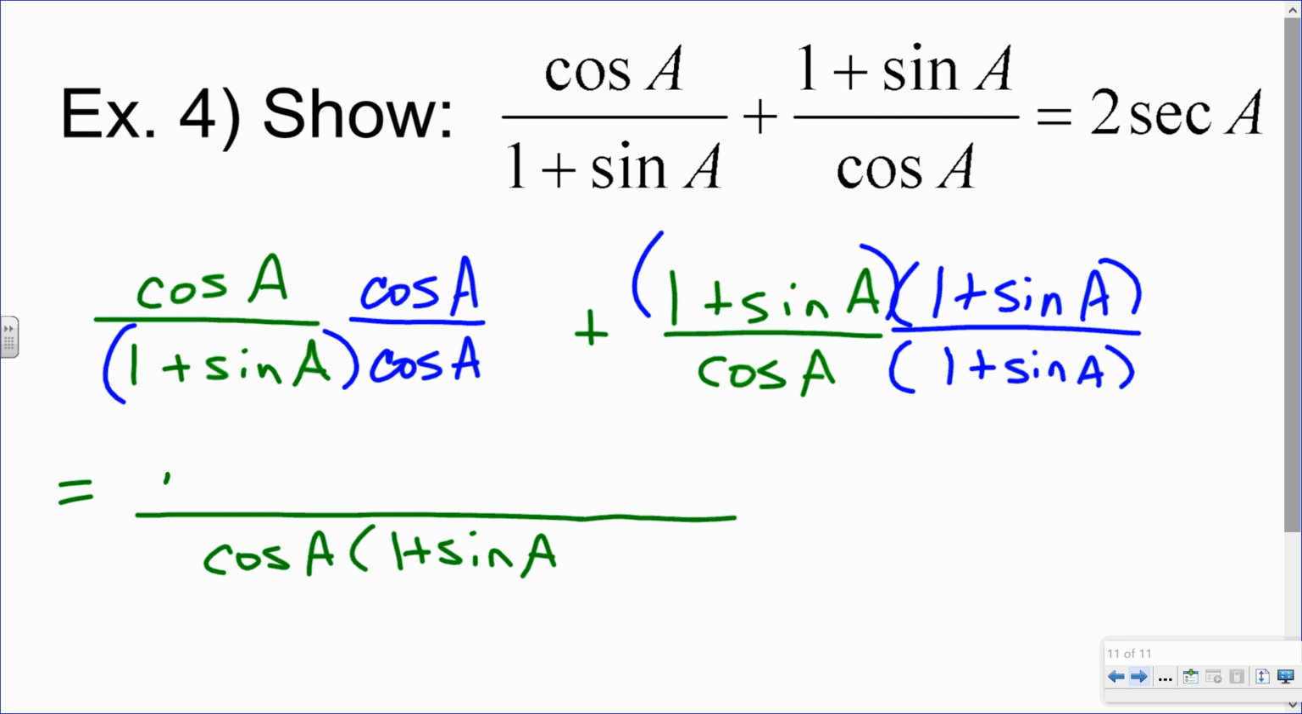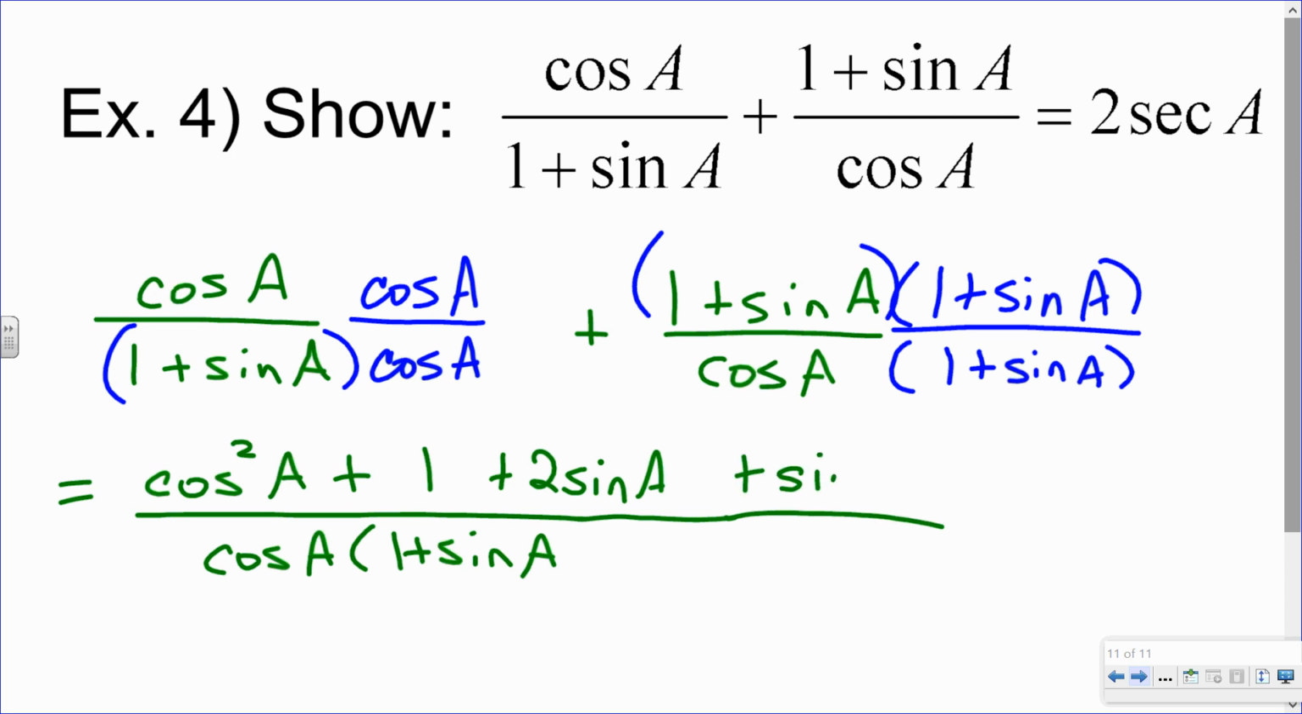For this first part, I'm going to have cosine squared A. That's encouraging. We're working with trig squares today in all of these identities. So maybe that's going to help us out. Plus, now I'm going to FOIL this second one. 1 times 1 is 1. 1 times sine A is plus sine A. And then I have another sine A, so I have plus 2 sine A. And then I have plus sine times sine, so that's plus sine squared of A.